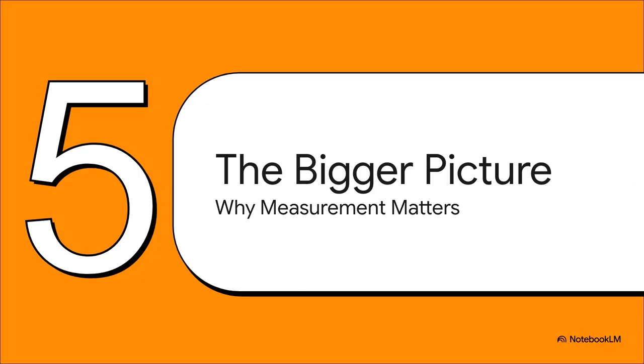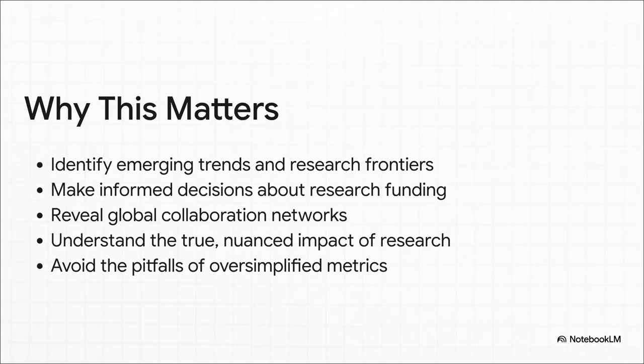Okay, so we've got smarter ways to evaluate researchers and these incredible tools to map ideas. But why does any of this really matter? Why should we care so much about measuring science better? Because it lets us finally see the big picture. With these tools, we can spot emerging trends and new research frontiers way before they hit the mainstream. We can make much smarter, data-driven decisions about which projects actually deserve funding. We can see these beautiful, complex global collaboration networks and understand how knowledge actually flows around the planet. And maybe most importantly, we can get past those lazy, simple metrics and truly appreciate the complex, nuanced impact of scientific work.